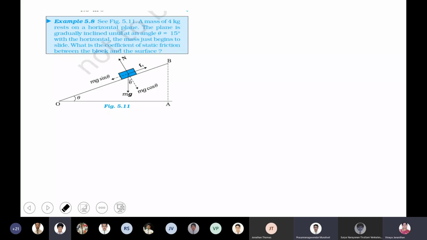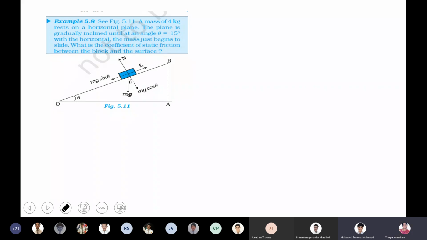Can you do this? How will you find the coefficient of static friction between the block and the surface? How will you do this, boys? Ma'am, I just wanted to confirm, the angle theta between mg and mg cos theta is the angle of friction? Yeah, the angle between that.